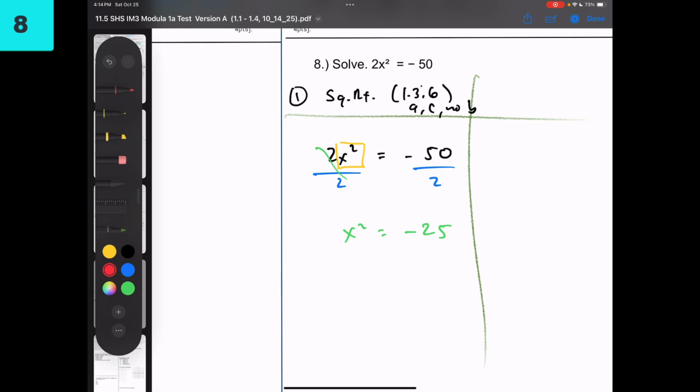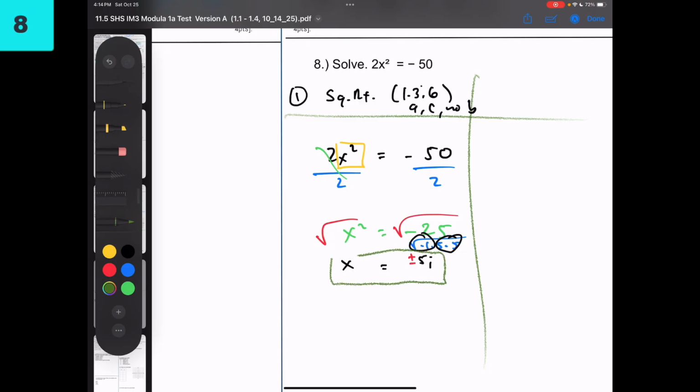Now, although we've learned about the square root method, you could have solved it this way. Take the square root, x equals plus or minus. So the square root of -1 is i, and square root of 25 is 5. So your answer is x equals plus or minus 5i.